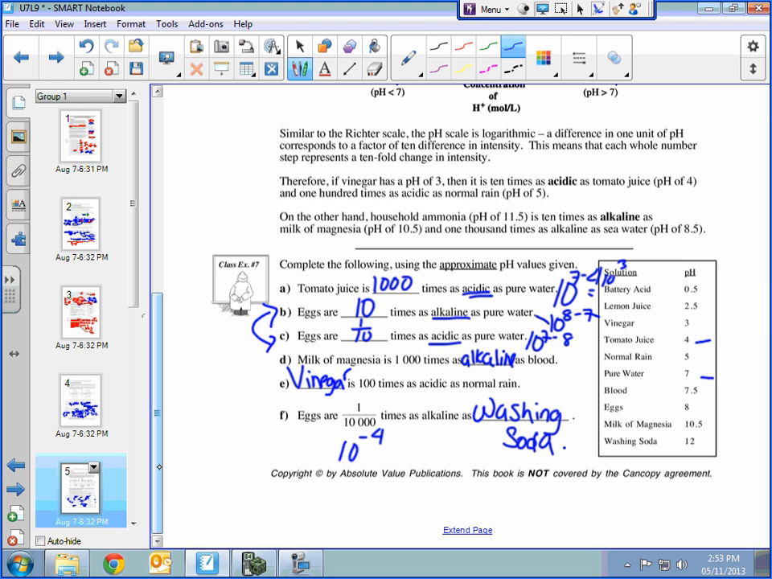Because eggs are, if you do the opposite, it would be 10 to the 4 as acidic as washing soda, right? Guys, focus. If it helps to do the opposite, that works. So eggs are 10,000 times as acidic as washing soda. So if you do the opposite for both, it can be 1 over 10,000 times as alkaline. Okay, so if you have to do the opposites to figure it out, then I'm okay with that.